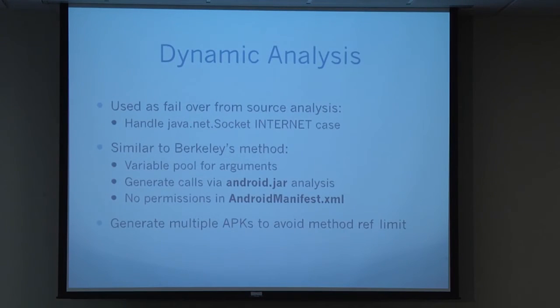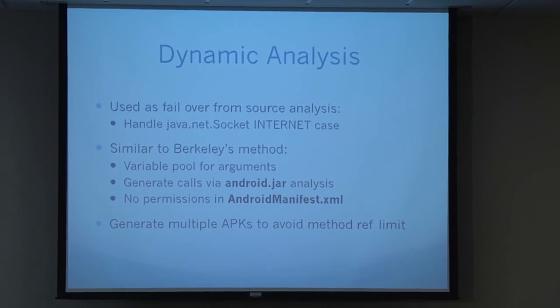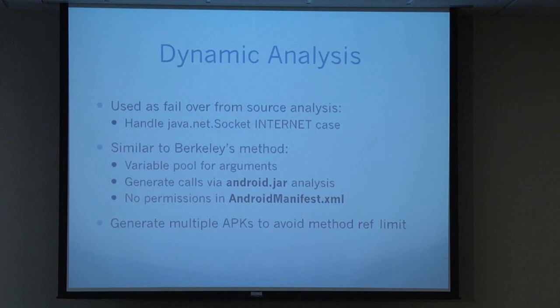And then we go on and use a dynamic analysis approach. And as I mentioned before, it's a failover. In this case, we'll catch things such as internet, because we actually try to create a socket. We actually try to go out and connect to something. This is sort of similar to Berkeley's method. They were the inspiration for this part. We have a variable pool for arguments. We generate calls via Android, the jar analysis, and we put no permissions in Android manifest.xml. And also we generate multiple APKs in order to avoid the method reference limit.